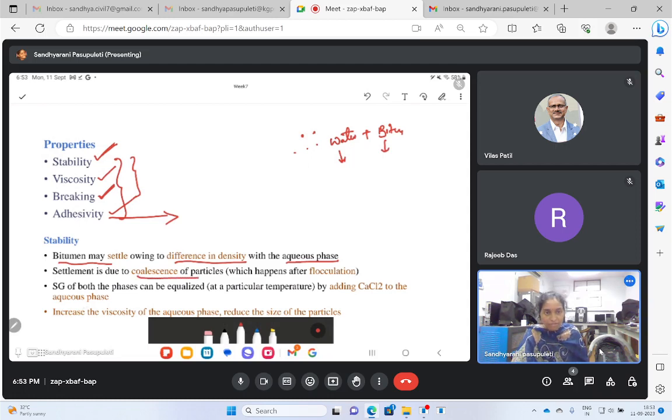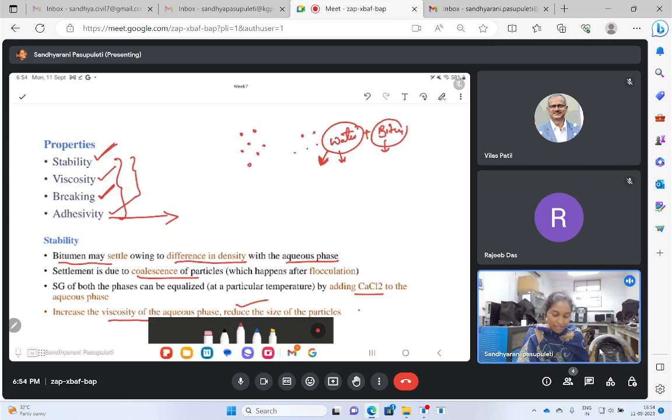So sometimes in order to avoid that, let us say the aqueous phase, which is the water, has a lesser specific gravity than the bitumen. So bitumen always wants to sink. In order to increase the water's specific gravity, researchers suggest adding calcium chloride so that the specific gravity of the water can be increased a little, thereby increasing the viscosity of the aqueous phase, and in addition to that, reducing the size of the particles. Now we have small particles, which are bitumen particles.